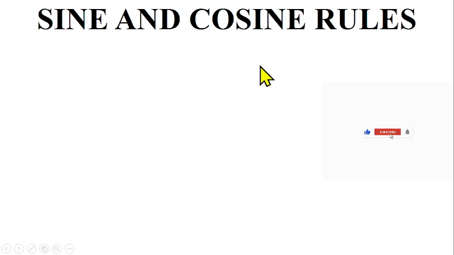Because when you interpret some of the questions, you're going to get some triangles that are not right angle triangles. So in that case, you will need sine rule and cosine rule to deal with them. We are going to understand them better and how to apply cosine and sine rule to solving triangles.